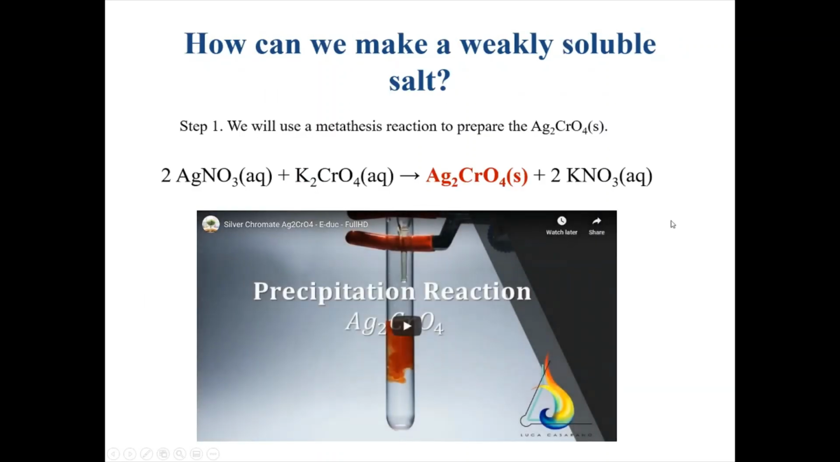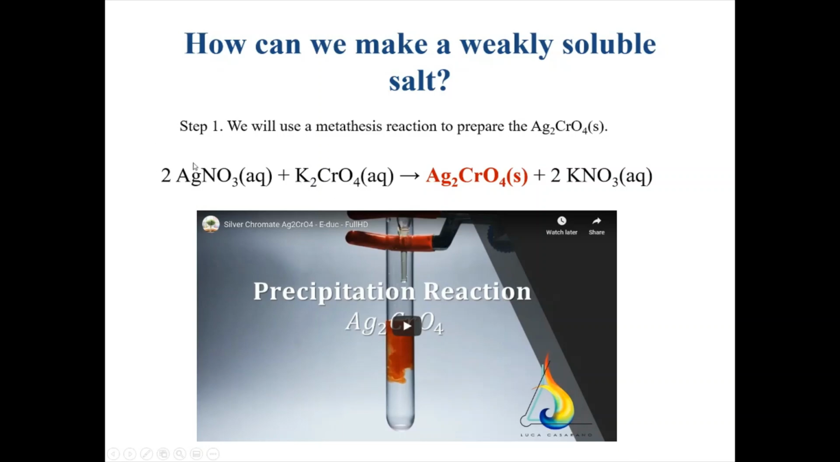Okay, so how do we make this weakly soluble salt? The first thing that we're going to do is start with nothing, and then we're going to make our weakly soluble salt. So we have to prepare the salt that we're going to study. We're going to use a metathesis reaction to prepare the silver chromate. And what we're going to do is combine silver nitrate with potassium chromate.